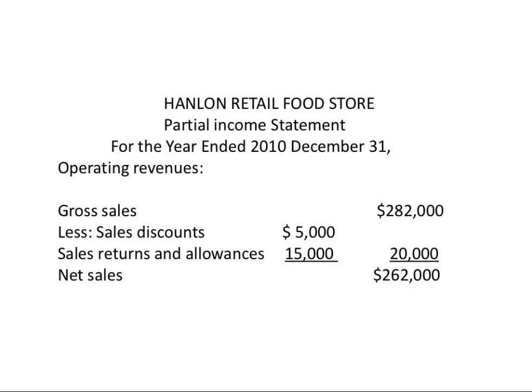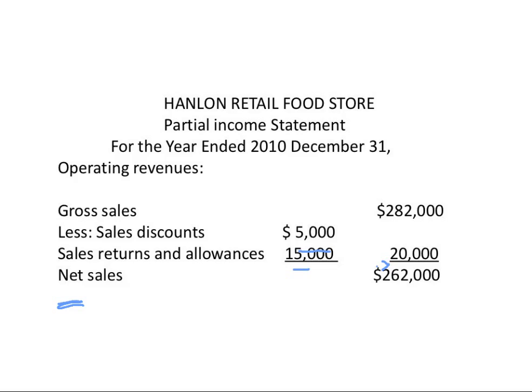Now, how do we show this on the income statement of a retail company? Here we have just the partial, just the beginning sales. So we have gross sales, $282,000. But we say less sales discounts, $5,000. Less sales returns and allowances of $15,000. Now, because we're adding them together, we move to the inside column. We carry the total out here, and we subtract it, and we get net sales. So net sales is gross sales minus sales discounts minus sales returns and allowances.